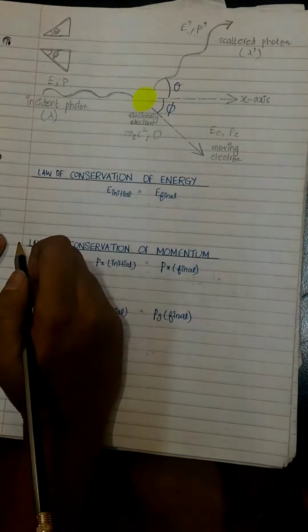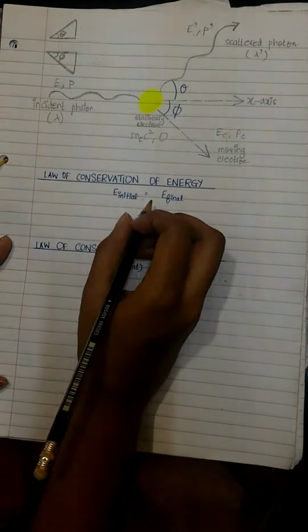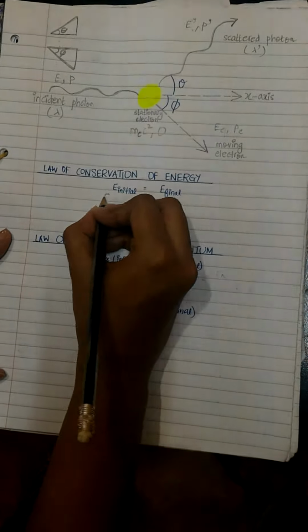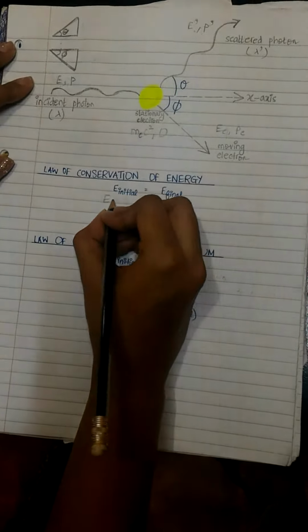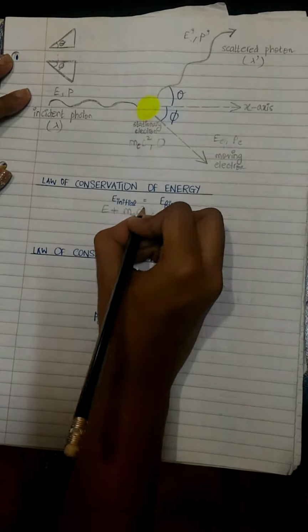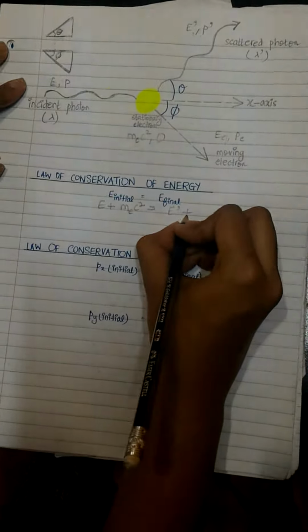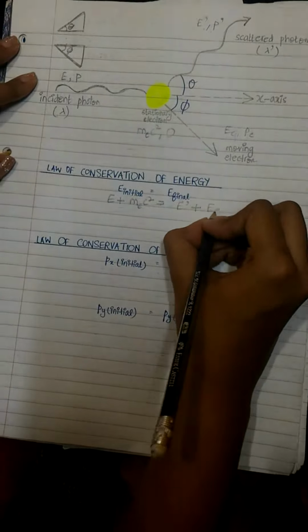So according to the law of conservation of energy, E initial is equal to E final. So the initial energy of the photon E plus the initial energy of the electron ME c² is equal to the final energy of the photon E dash plus the final energy of the electron EE.